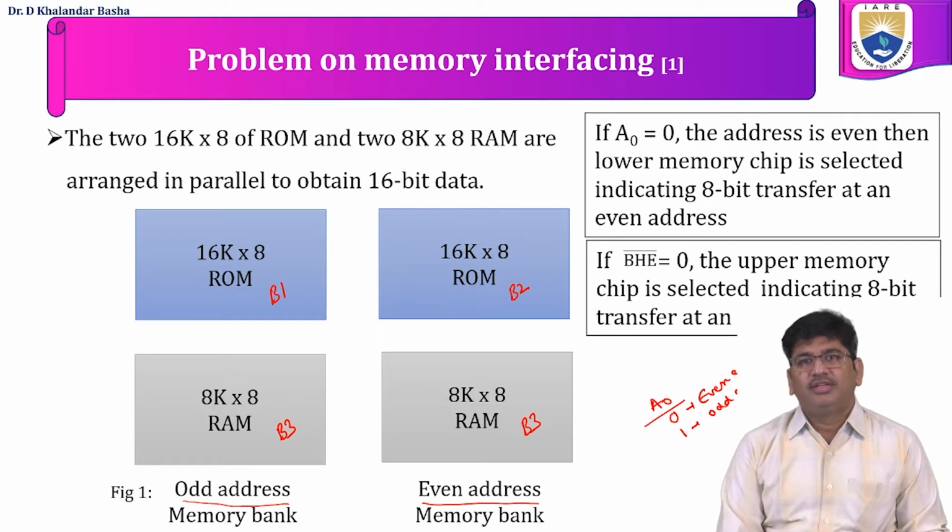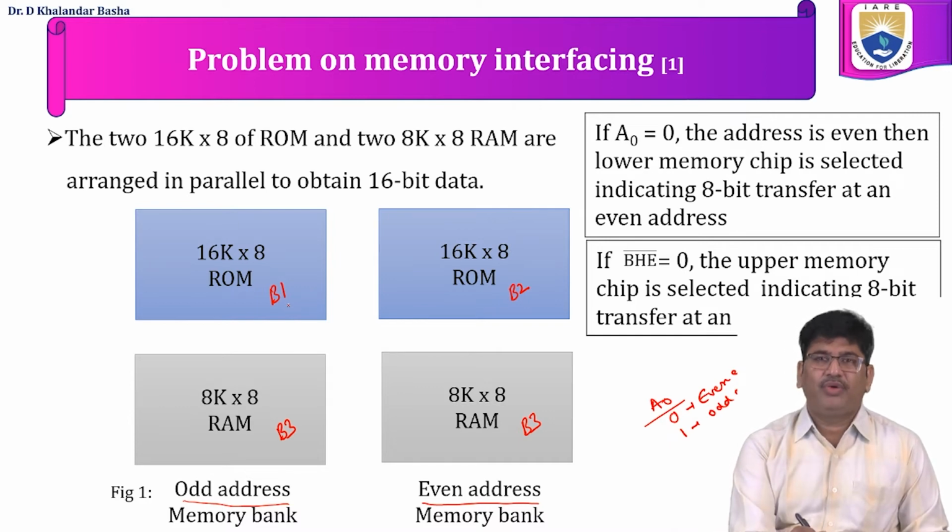Now we will see the address lines which are required for selecting any one of the memory bank chips. If the data is 16-bit size and corresponds to ROM, we have to enable both memory chips, block 1 as well as block 2. If it is 8-bit and corresponds to ROM, we select either block 1 or block 2 based upon the address. If it is an even address, we select block B2. If it is an odd address, we select block B1.